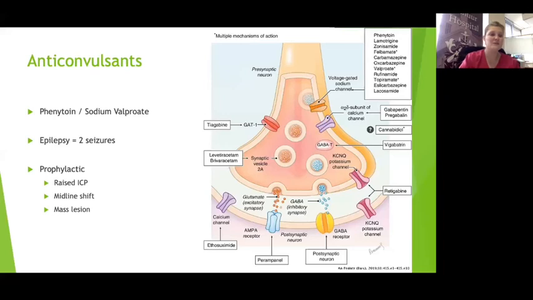If for some reason you can't use or you don't want to use phenytoin, Epilim, or sodium valproate, is a very good alternative. We also load between 1 to 1.2 grams of Epilim.